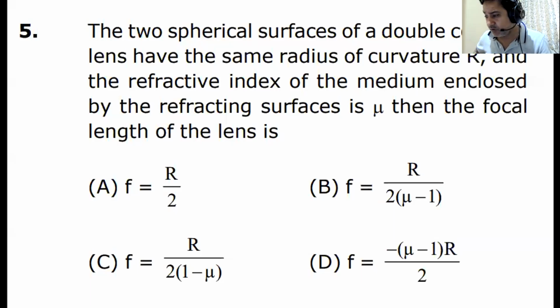This is question B. Oh, you have the answer. Great. I could not even read the question, but you have the answer. Let me read the question for my own benefit. Two spherical surfaces of a double concave lens have the same radius of curvature r. The refractive index of the medium is mu. What is the focal length of the lens? That is the question.